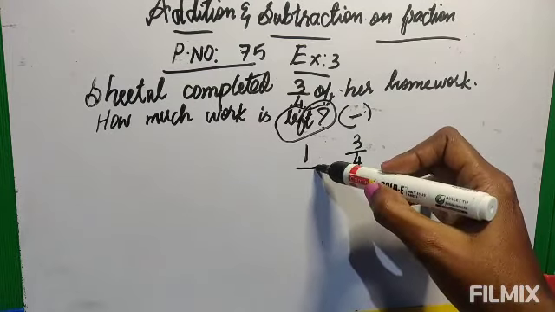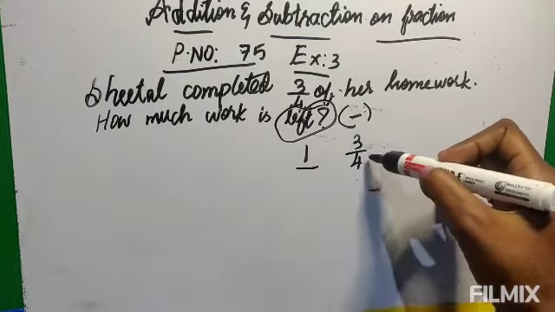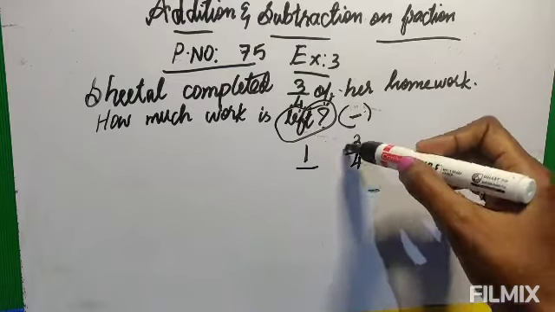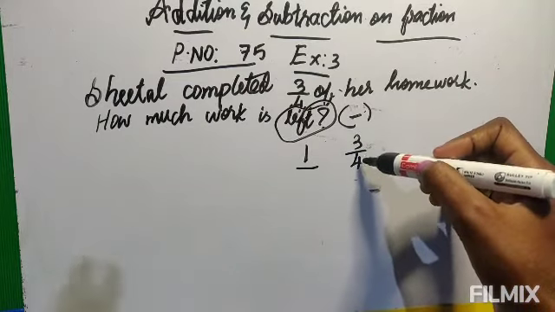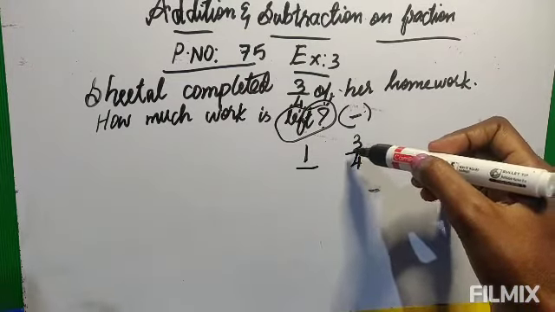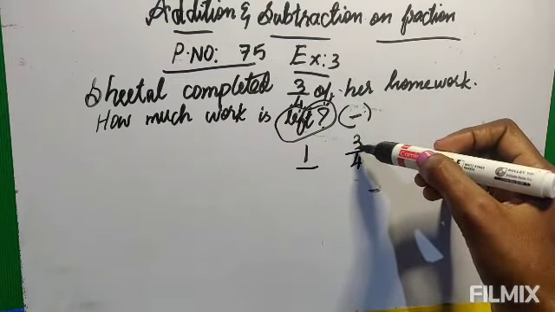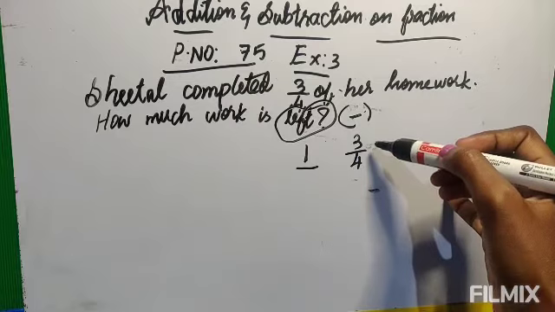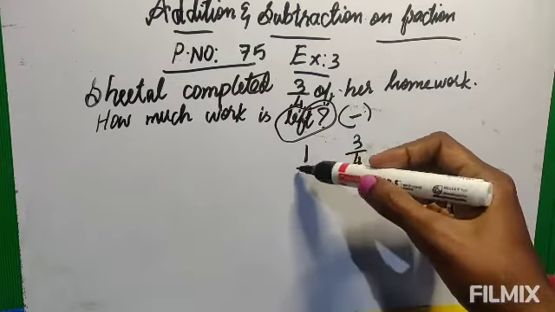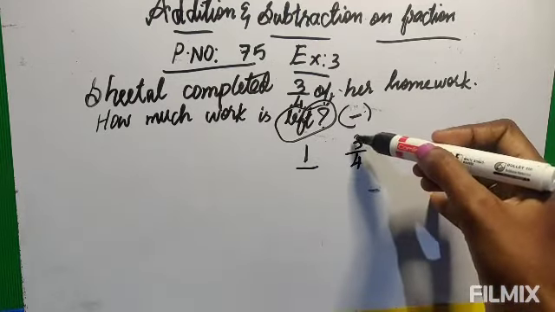This is the whole homework. From this whole she has finished this much part. A fraction is just one part of the whole. So this much part she has completed. Now how much is left? That means from the whole you have to minus this fraction.